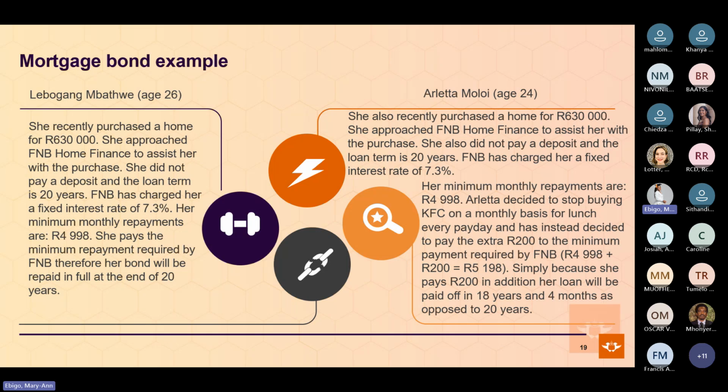She pays the minimum repayment required by FNB, therefore her bond will be repaid in full at the end of 20 years. Arletta, on the other hand, has the same facts. She also purchased a home for 630,000. FNB offered 20 years at an interest rate of 7.3%, so her monthly repayment is also 4,998 Rand. However, Arletta decided to stop buying KFC for lunch every payday and pays an extra 200 Rand on top of the minimum repayment required by FNB. So instead of 4,998, she pays 5,198. Simply because she's paying that extra 200 Rand, her loan will be paid off in 18 years and 4 months as opposed to 20 years.